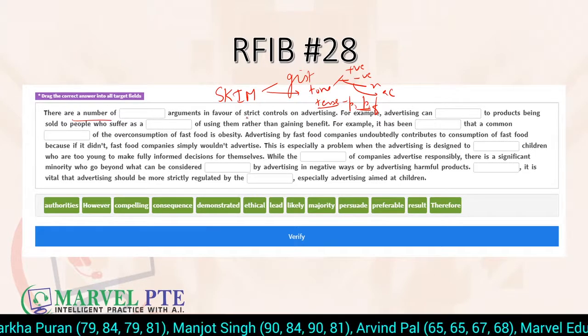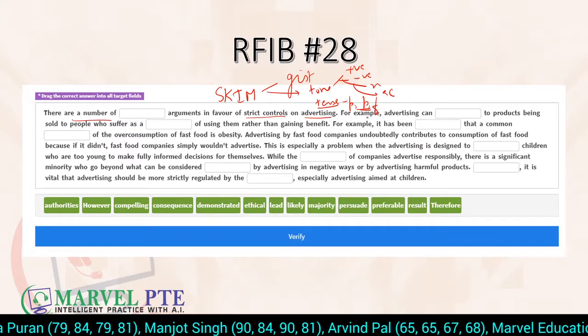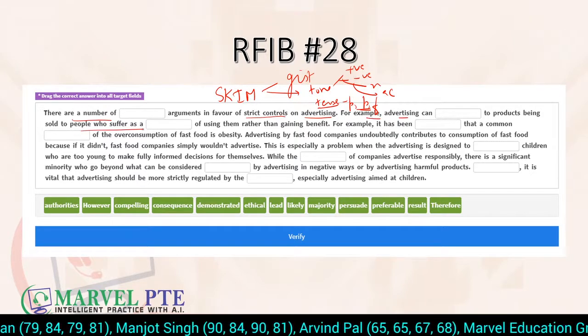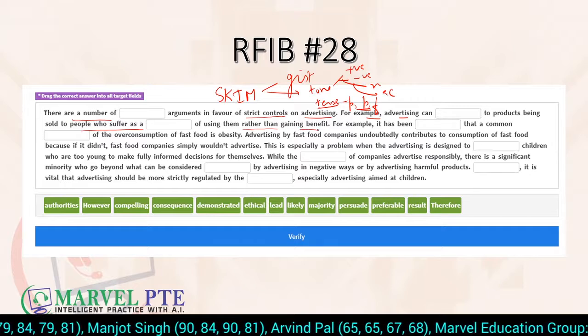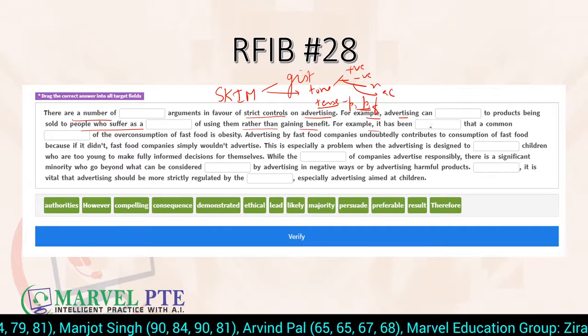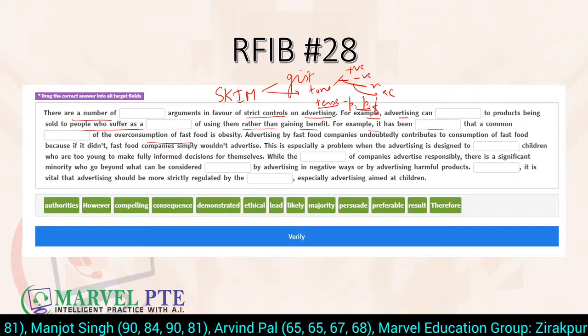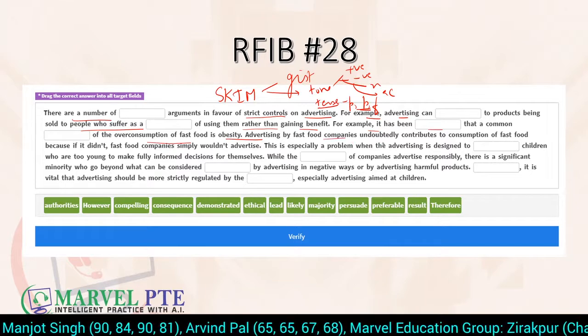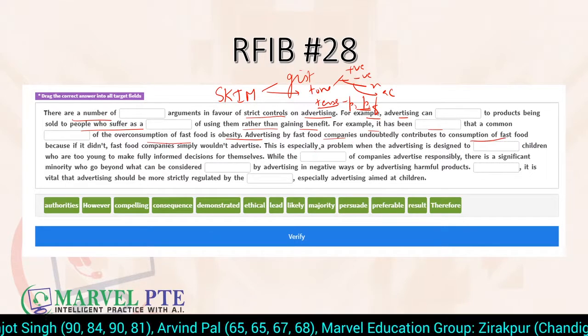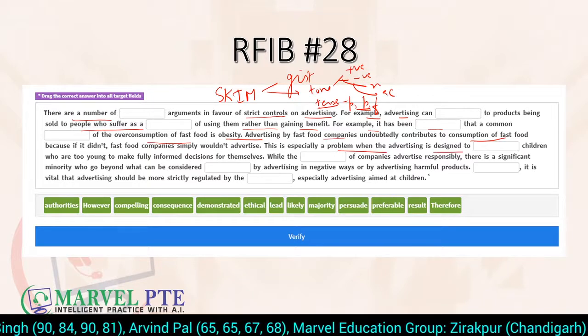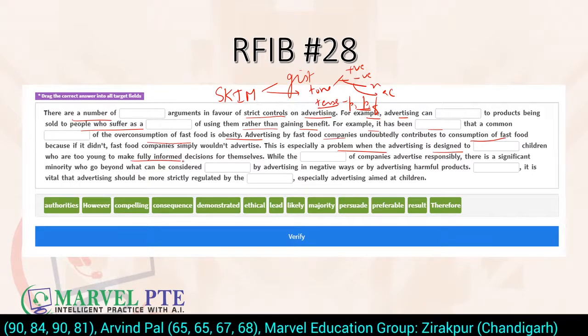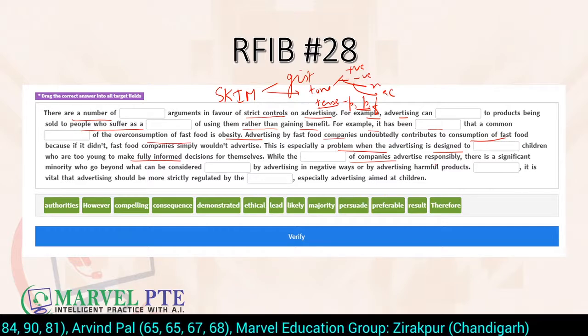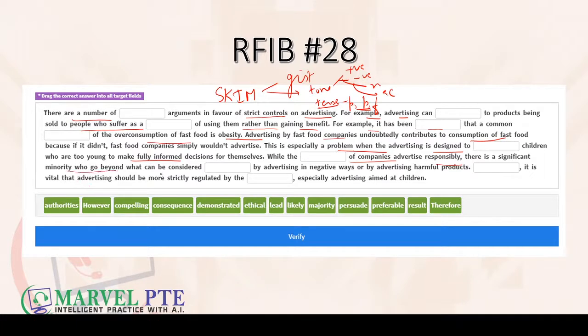There are a number of arguments in strict controls on advertising. For example, advertising products sold to suffer of using rather than gaining benefit. Overconsumption is obesity. Advertisement by fast food companies. Consumption of fast food. This is especially a problem when advertising is designed for children who are young, while the companies advertise responsibly. Minority who go beyond considered by advertising in negative ways, harmful product. It is vital that advertising should be strictly regulated, especially aimed at children.